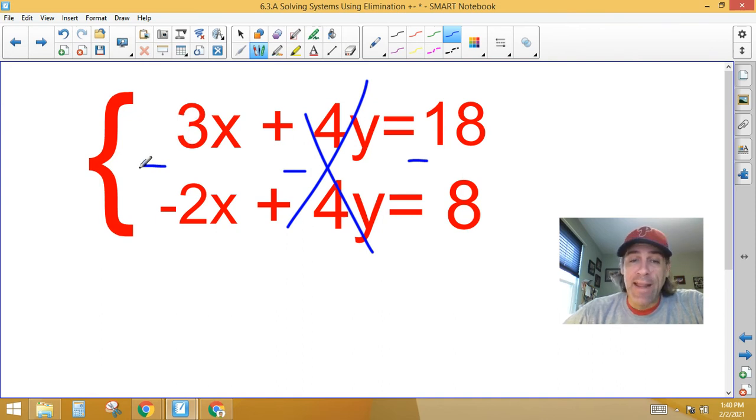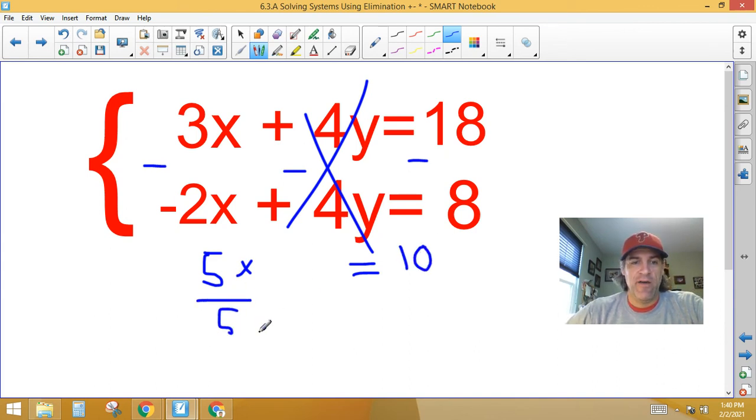3x minus negative 2, that pretty much becomes 3 plus 2 gives me 5x equals 18 minus 8 gives me 10. 5x equals 10. Divide by 5, divide by 5. X equals 2. I have half of my solution, which is 2 comma blank.